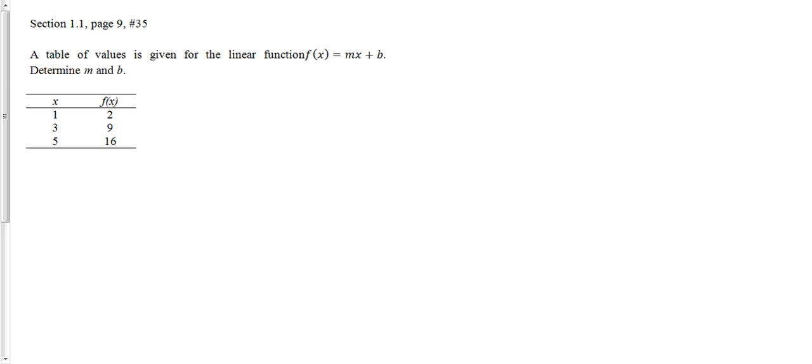We're going to do section 1.1, page 9, number 35, which reads: a table of values is given for the linear function f(x) = mx + b. Determine m and b. We have a table of values here. The first thing to remember is that f(x) is really just another way of saying y. So basically, we need to find the equation of the line that goes through these points.